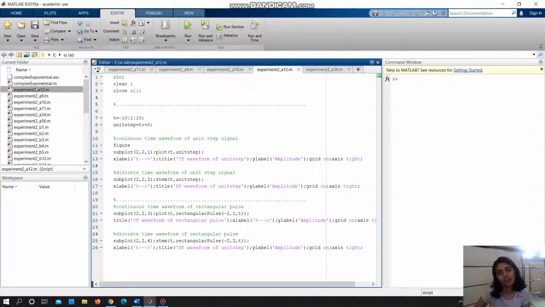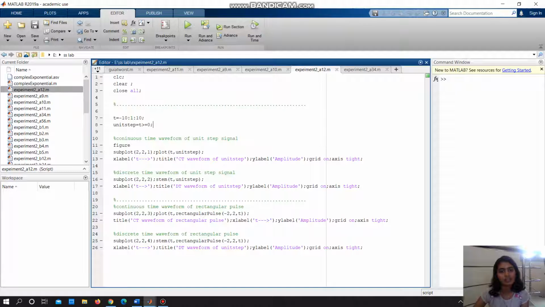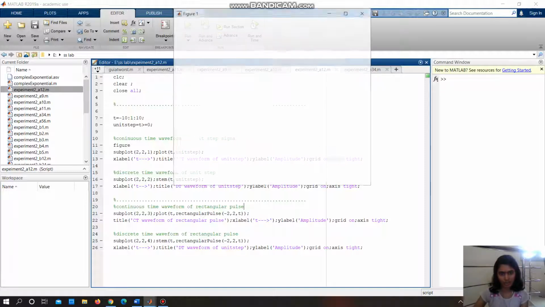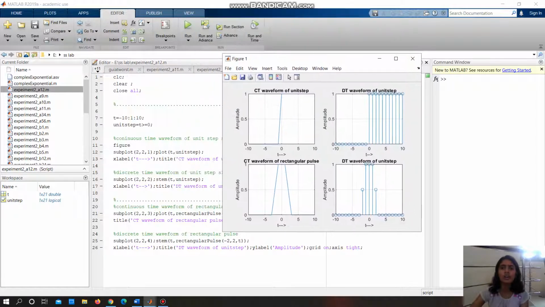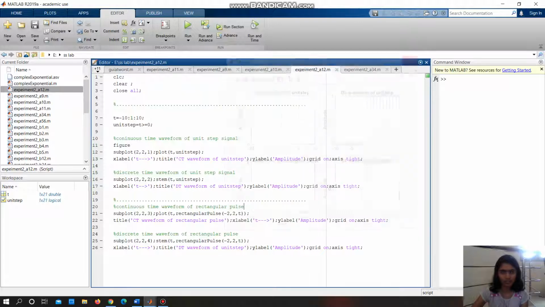Firstly, I have plotted a unit step function. A unit step function is a function whose value is 1 for all the values of t greater than 0. It is equal to 0 for all the values of t less than 0. A rectangular pulse can be defined in this manner. It is a non-sinusoidal periodic waveform that varies between two fixed values with different time durations. I have plotted the continuous time and discrete time waveforms of these two functions in the same figure window by using a subplot function.